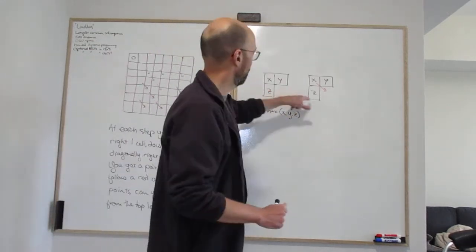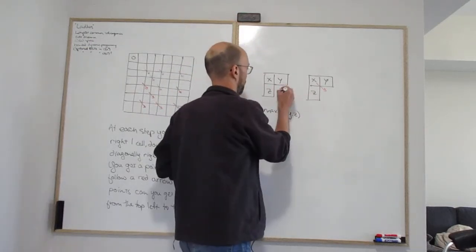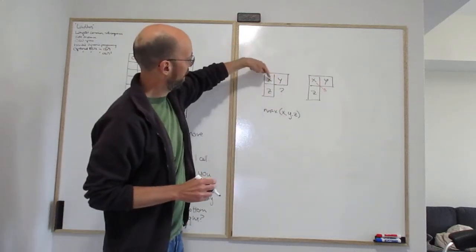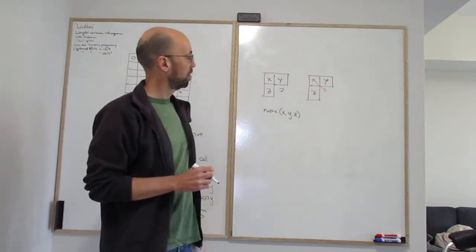Does anybody know what the formula is, if I want to work this out, in the case where I don't have a red arrow, it's max of x, y, and z. And if I do have a red arrow, it's what?